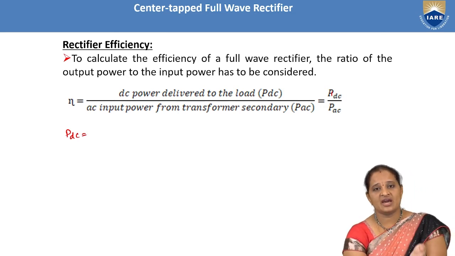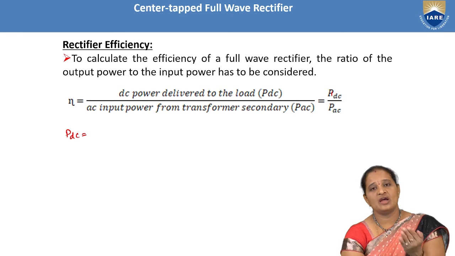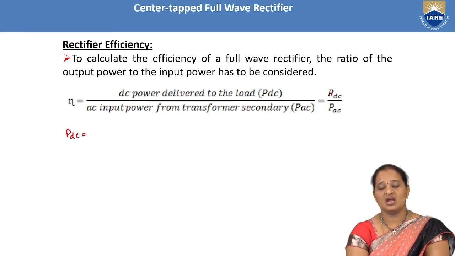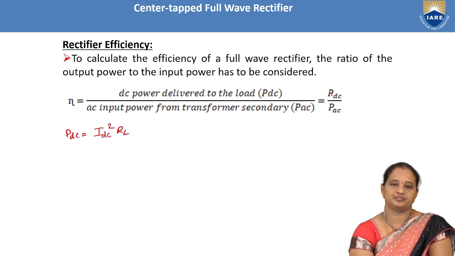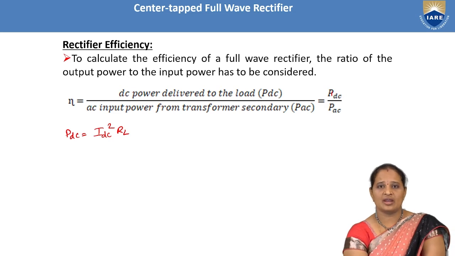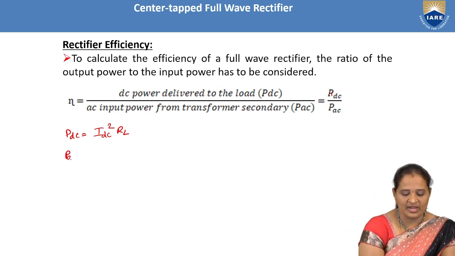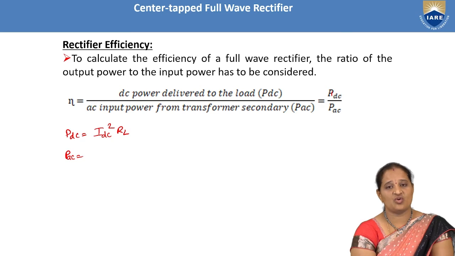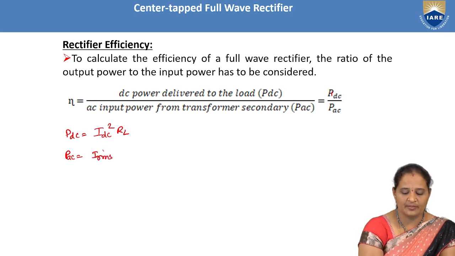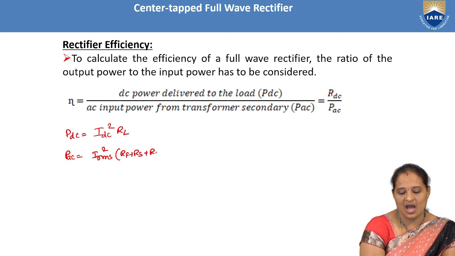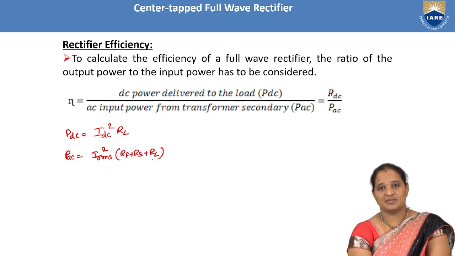Whenever DC current flows through the load resistor, only then will DC output power be delivered to the load, and hence PDC can be written as IDC square into RL. Whereas AC power can be calculated across the transformer secondary, by considering the RMS value of current flowing. So IRMS square into RF plus RS plus RL.